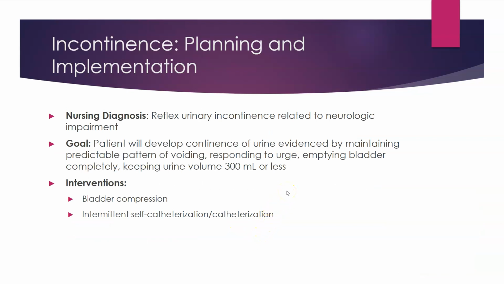With reflex urinary incontinence, related to neurological impairment, we might see this with people that are having head traumas or different things like that. Voiding frequently, emptying that bladder frequently, trying to keep smaller volumes will help with this one. Intervention-wise, we can do bladder decompression with catheterization if we absolutely have to, but realize that that has its own risk factors for UTIs as well.